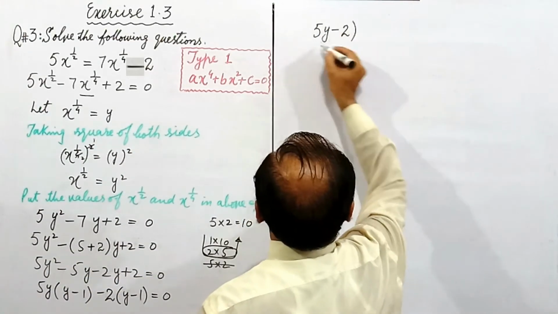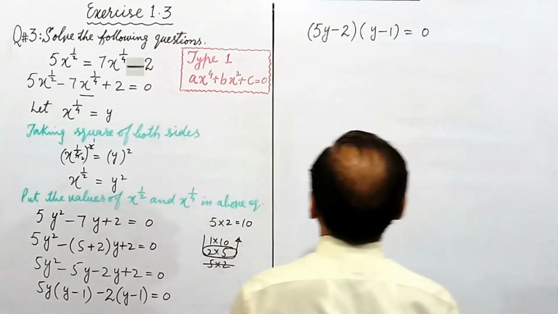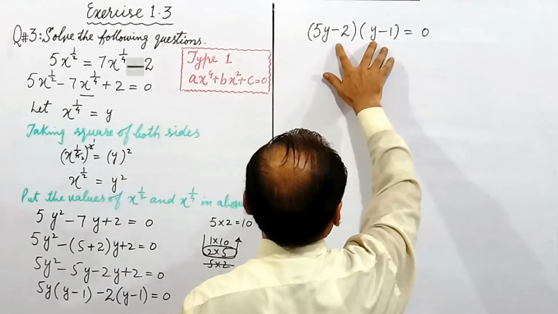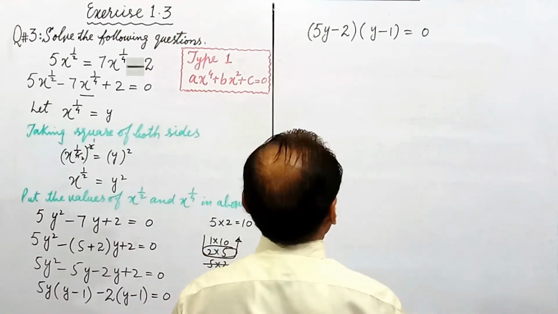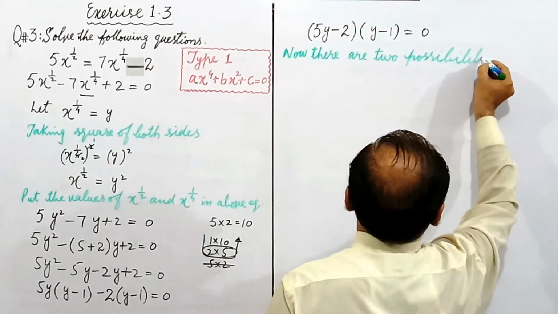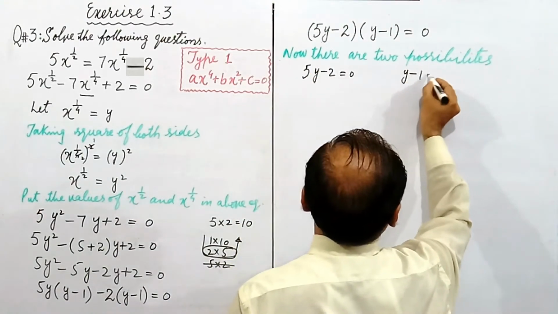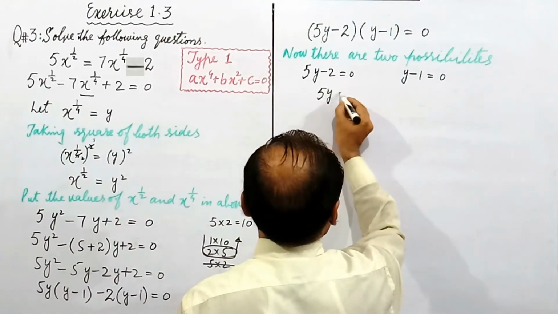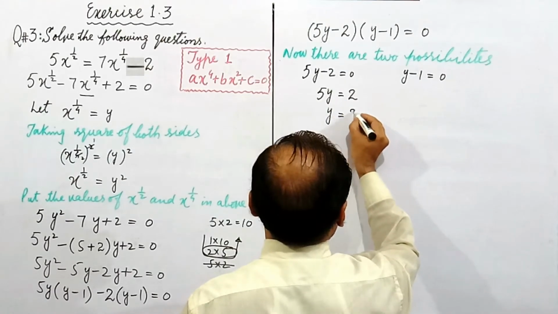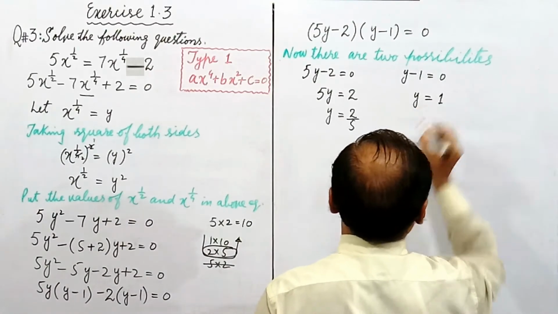5y minus 2 and y minus 1 is equal to 0. As the two factors are in a product equal to 0, therefore there are two possibilities. Five y minus 2 is equal to 0, y minus 1 is equal to 0. 5y is equal to 2 when minus 2 is taken to the right hand side. 5 is multiplied, is taken to the right hand side, becomes denominator, we have 2 over 5. Minus 1 is taken to the right hand side, we have 1.